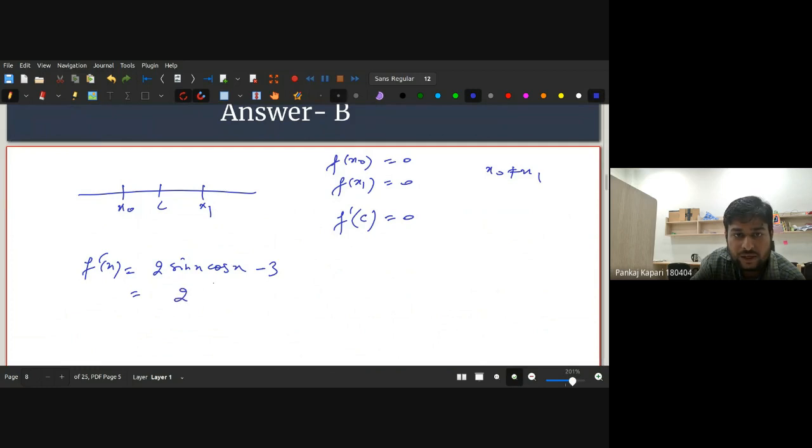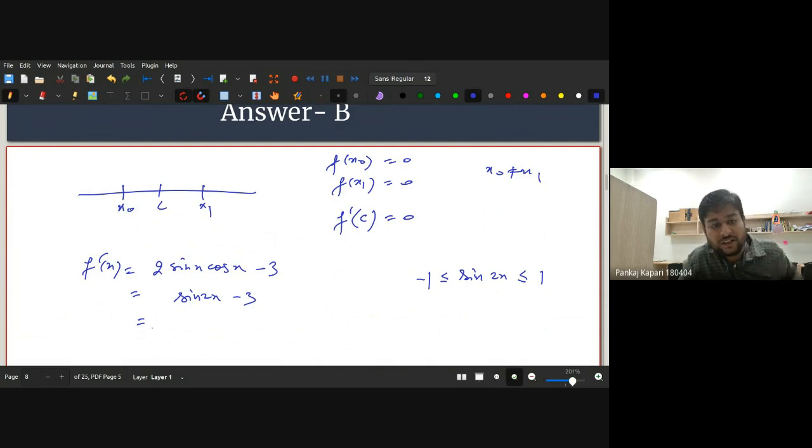And this we can write as sin 2x minus 3. Now notice that the sine function always lies between minus 1 and 1, therefore sin 2x will also lie between 1 and minus 1. So that means this value will always be negative. This is negative for every x in R. So the derivative of the function is always negative. It cannot become 0.